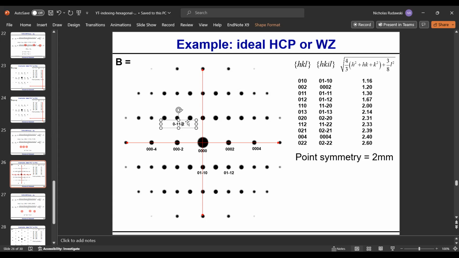Oops, and I'm sorry, we didn't do the zone axis. All right, let's do the zone axis here. So we've got to do 0, 1, 0 cross 0, 0, 2 to get our answer. Okay, so let me come back here.